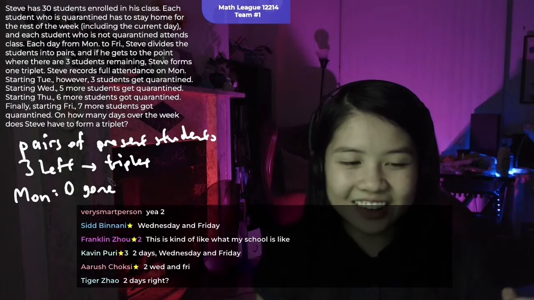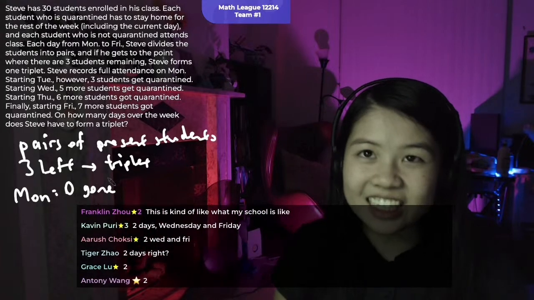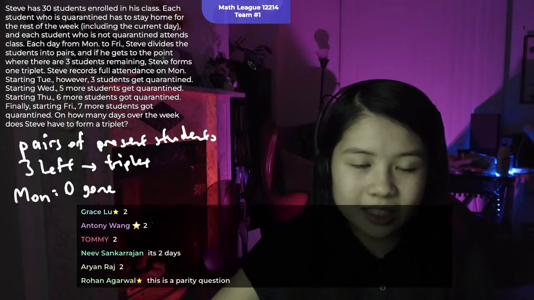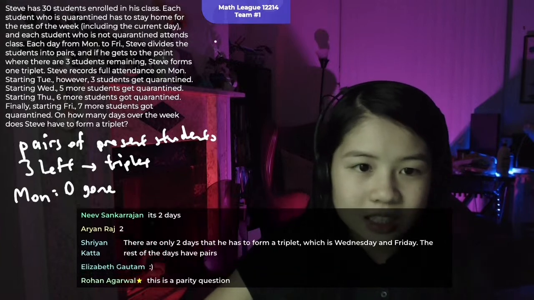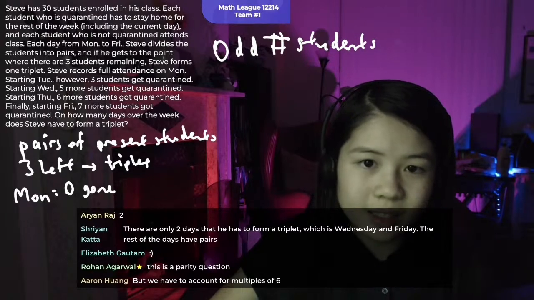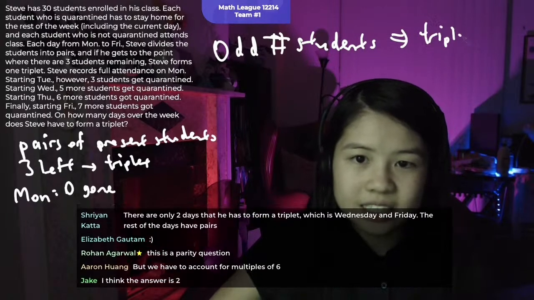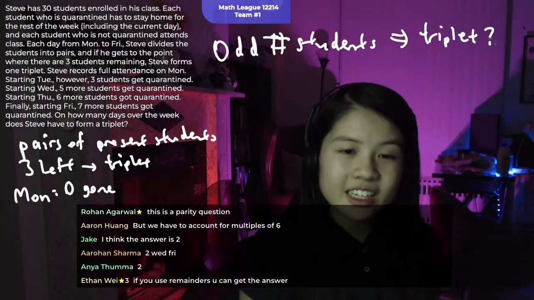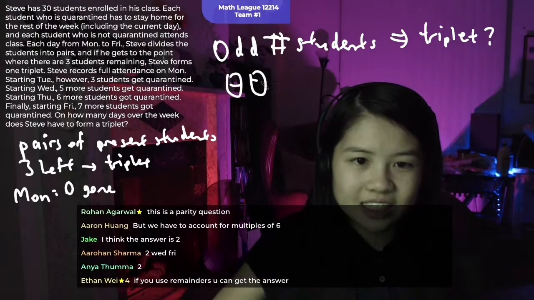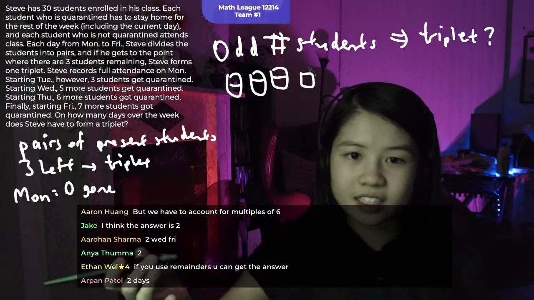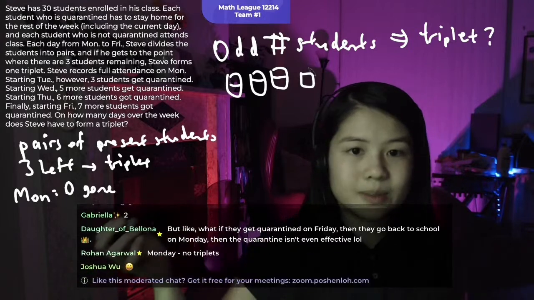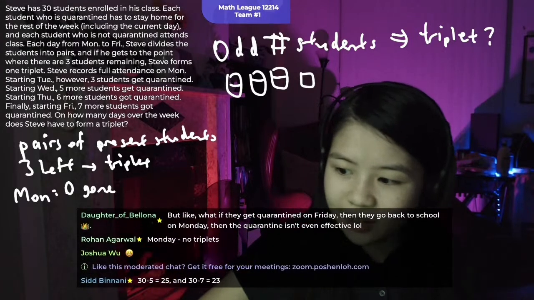Meek, sorry, I don't know if I'm pronouncing your name right, but you're saying that as long as there's an odd total number of students, you have to form a triplet. So let's write this down because that's really important. So odd number of students implies that there's a triplet. Is this true? Well, obviously, if there's an odd number of students, then you can't pair them up, because if you try pairing them up, there's going to be one left over since it's odd. Since it's impossible to do it with pairs, there must be a triplet when there's an odd number of students. So that makes sense.